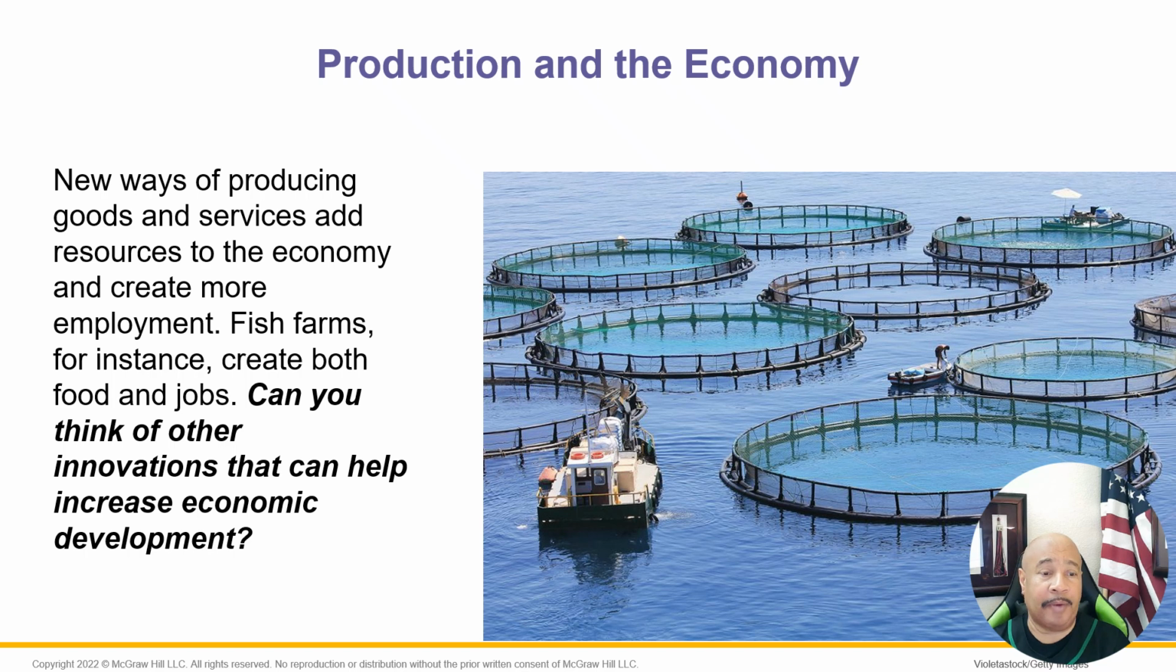Here's a good example of a new way of producing resources. New ways of producing goods and services add resources to the economy and create more employment. Fish farms, for instance, create both food and jobs. This is a great idea. These are baby fish, and they grow into adult fish, and that produces a great deal more resources for this particular economy.